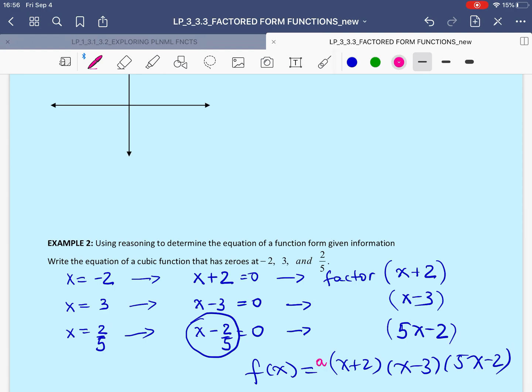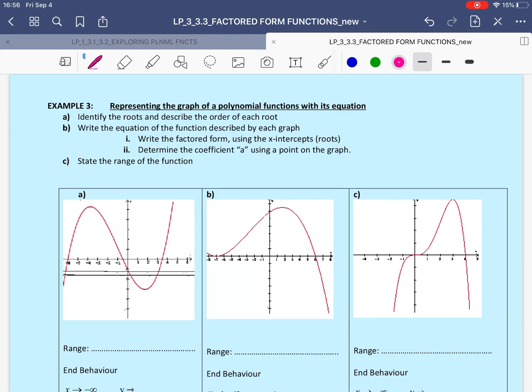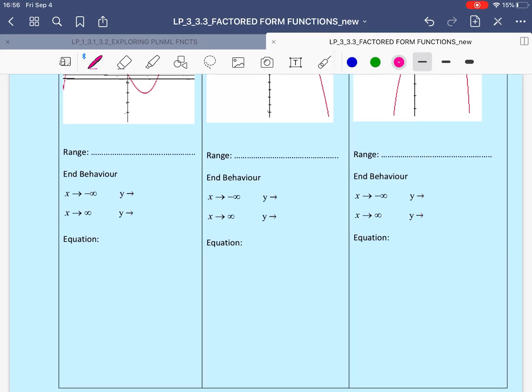And I'm going to throw in a coefficient a here to indicate that that can happen as well. So this is a possible equation of the function with the given information.